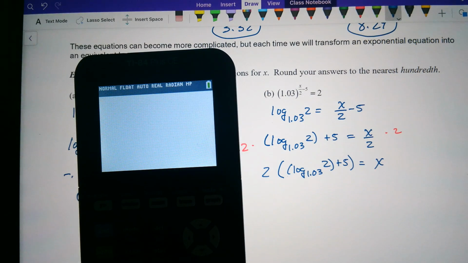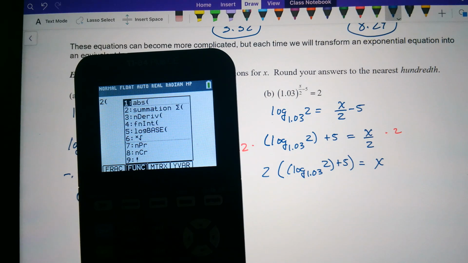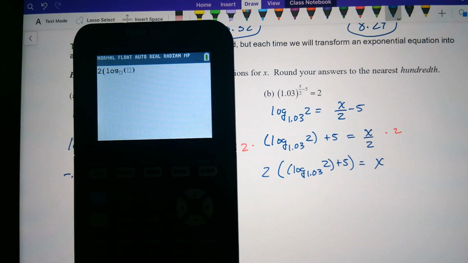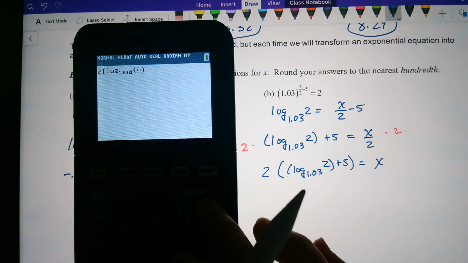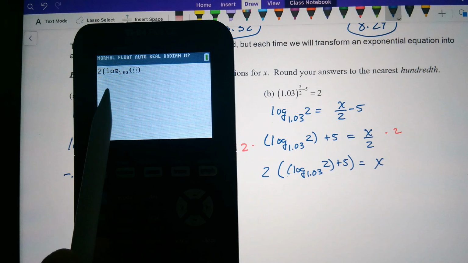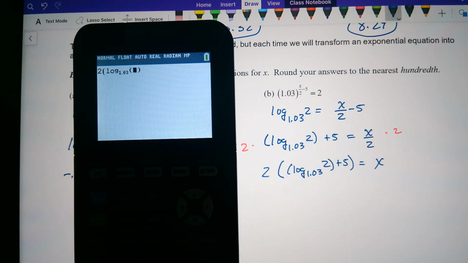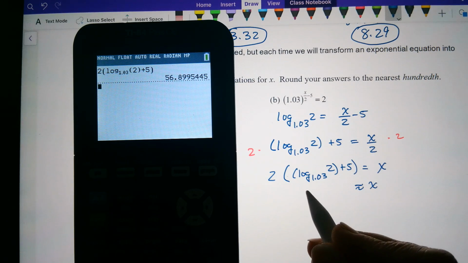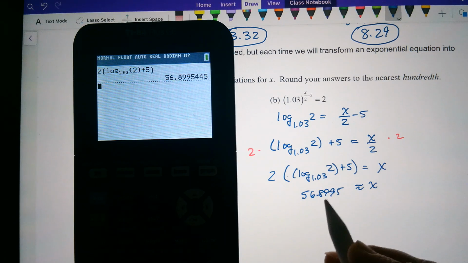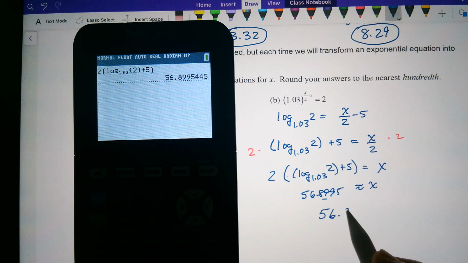Now going to the calculator, 2 parentheses alpha window number 5. And make sure you're looking at this. Once you key in the base 1.03, right arrow over to get to the argument part of 2. And I'm out of the log, plus 5. And close my parentheses. So x is approximately 56.8995, to nearest hundredth, 56.90.